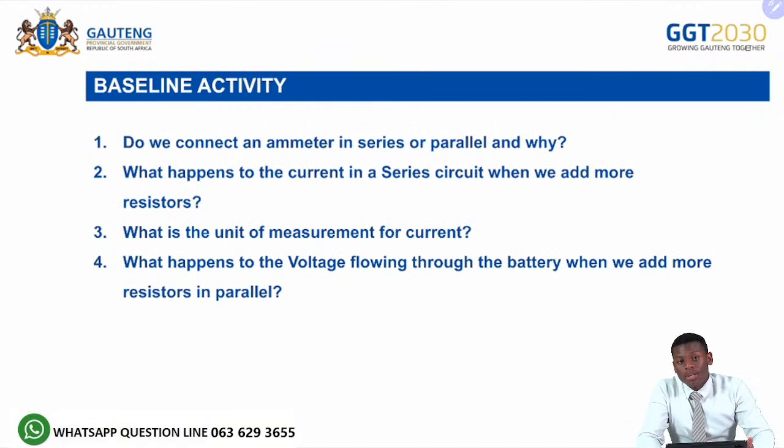I'm going to give you 5 minutes. I need you to go through this activity. I'll read the questions for you first. Question 1 says, do we connect an ammeter in a series or in a parallel circuit? And I need you to provide a reason for that. The second question is, what happens to the current in a series circuit when we add more resistors to it? The third question is, what is the unit of measurement for current? And the last question is, what happens to the voltage flowing through the battery when we add more resistors in parallel? 5 minutes.